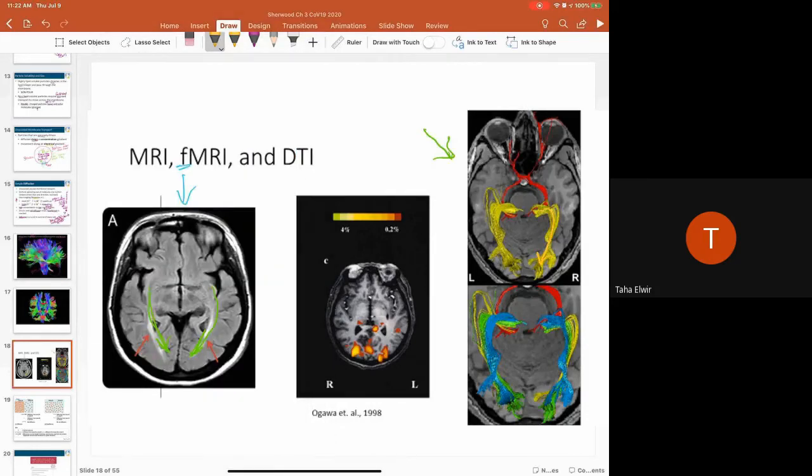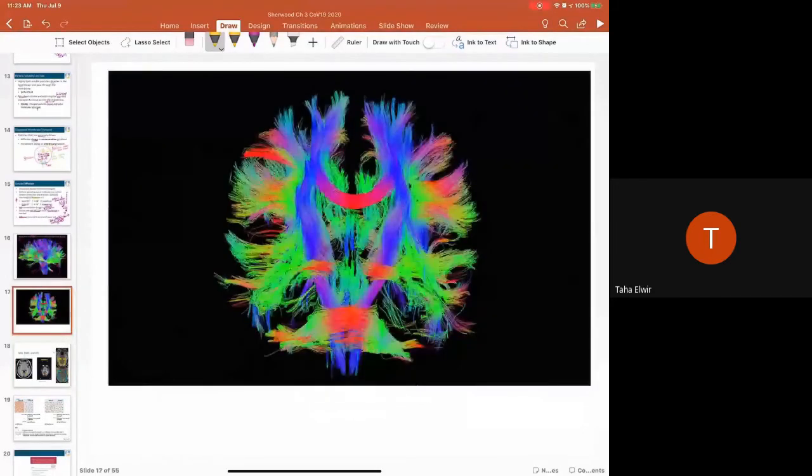And it's going from the back of the thalamus out and around and back to the occipital lobe for your visual cortex. And it's got some other pathways that are being depicted by different colors here. So this is one way to look at your brain.